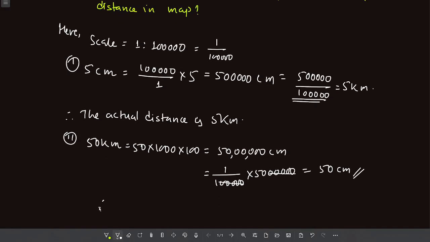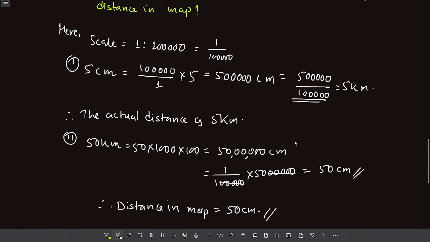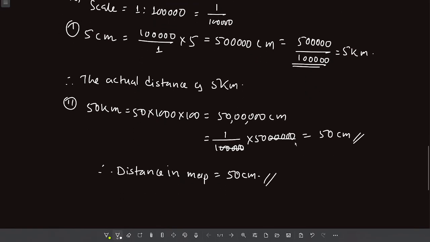Therefore, distance in map equals 50 centimeters. Distance in map is 50 centimeters.